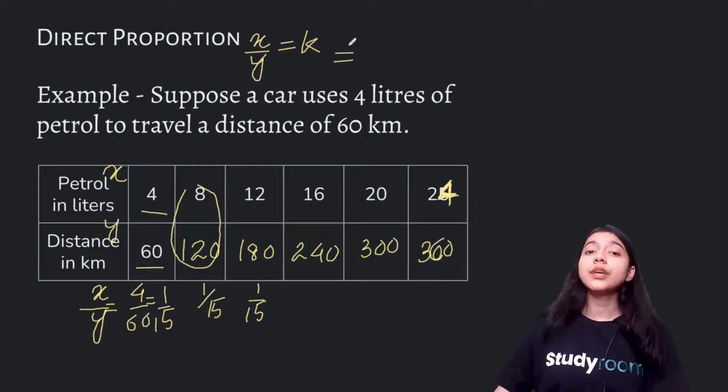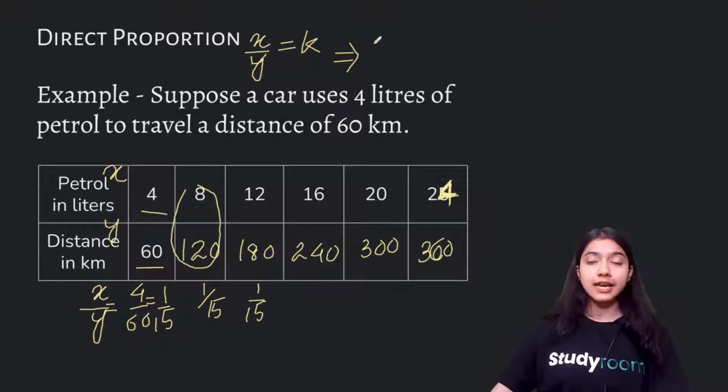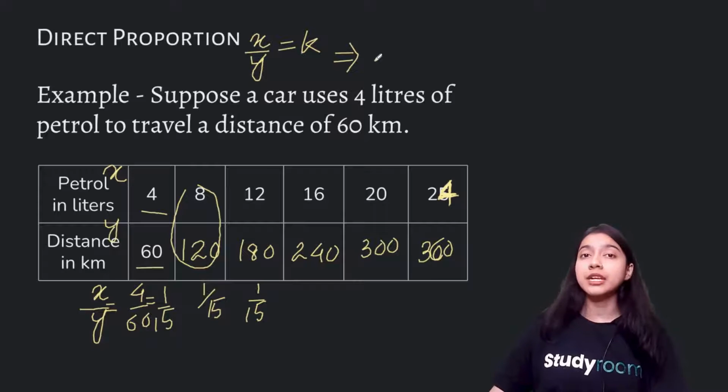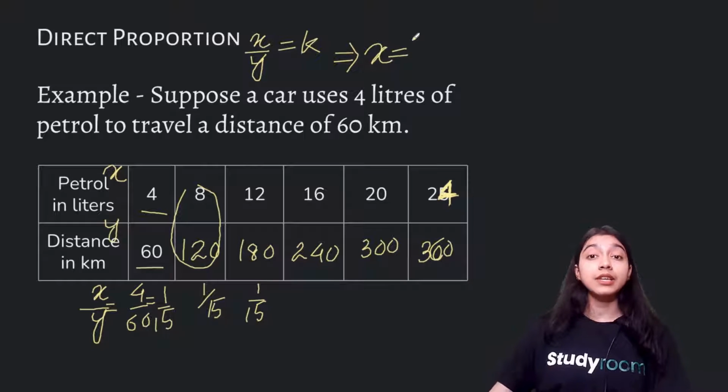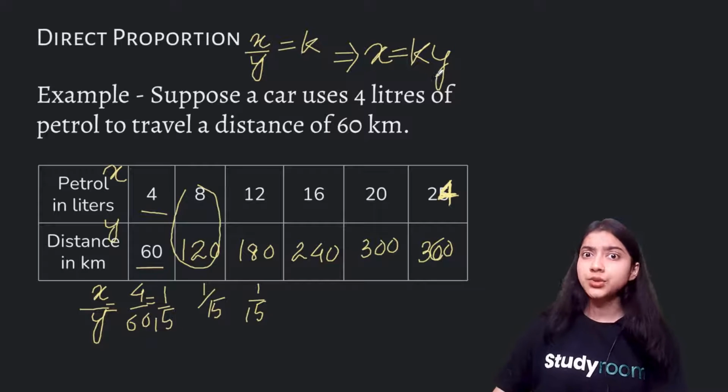So from here, we can take this y on the right hand side. Over here it is getting divided. When it goes to the right hand side, it will get multiplied with k. So we can also say that a variable x is actually k times the variable y. K can be any constant, 1, 2, 3, 4, 5.